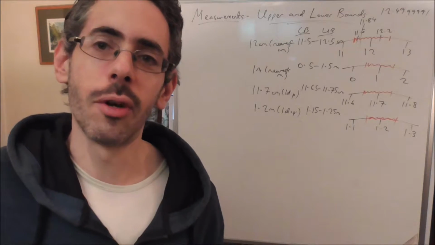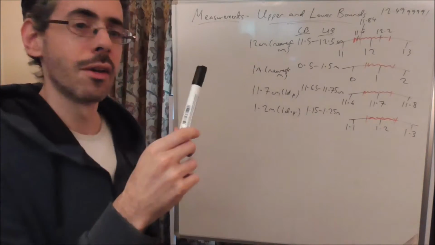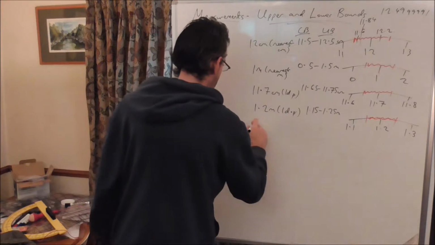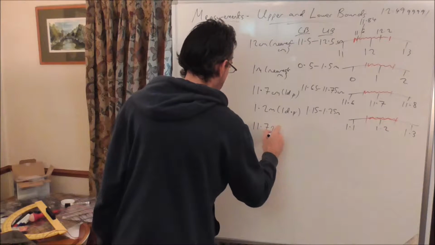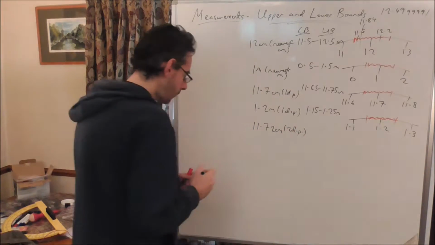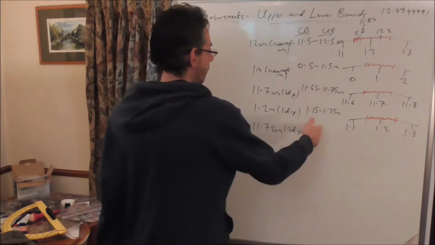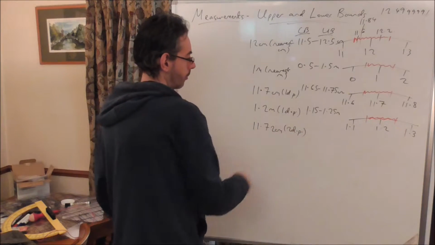Right, suppose I was really annoying and I told you that I've measured this pen to even more accuracy, and it's actually 11.72 to 2 decimal places. What's the range of possible lengths now? So what's the lower bound and what's the upper bound for this measurement?